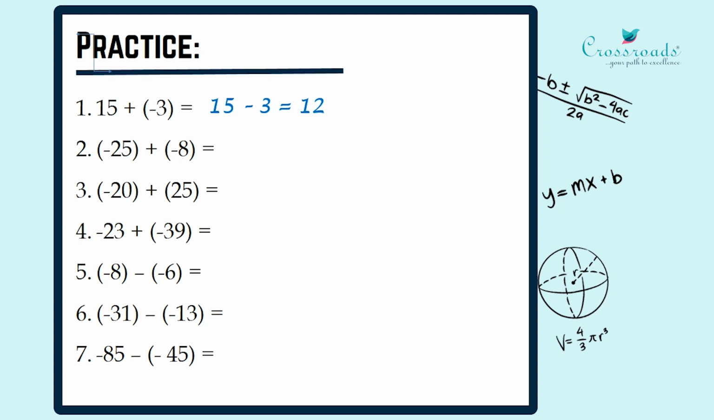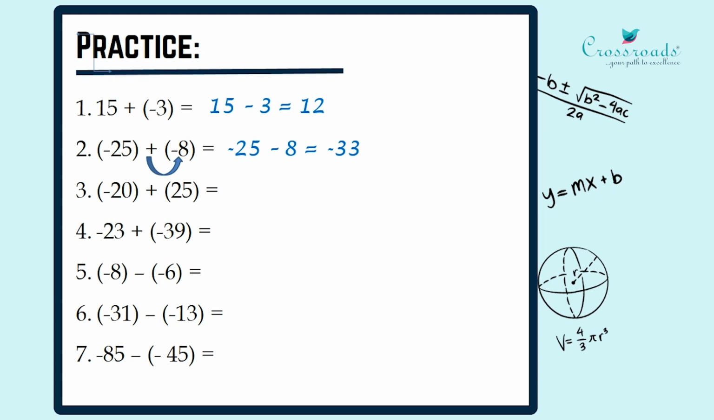The next one says minus 25 plus minus 8. So two negative integers are getting added. Again, plus into minus is nothing but minus. Therefore, it's going to be minus 25 minus 8. When two negative integers are getting added, we add them up and put the negative sign in front of it. So 25 plus 8 is 33. The resultant sum is going to be minus 33.